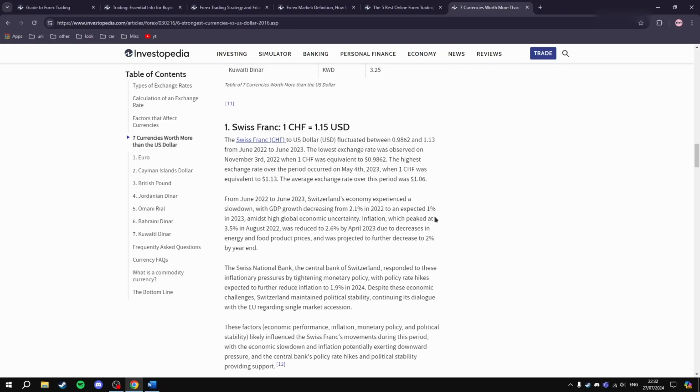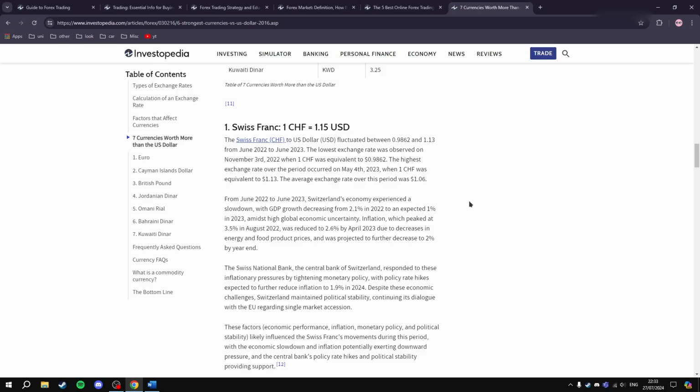Swiss franc: 1 CHF equals 1.15 USD. The Swiss franc to USD fluctuated between 0.9862 and 1.13 from June 2022 to June 2023. The lowest exchange rate was observed on November 3rd, 2022, when 1 CHF was equivalent to 0.9862 USD. The highest occurred on May 4th, 2023, at 1.13 USD. The average exchange rate over this period was 1.06 USD.